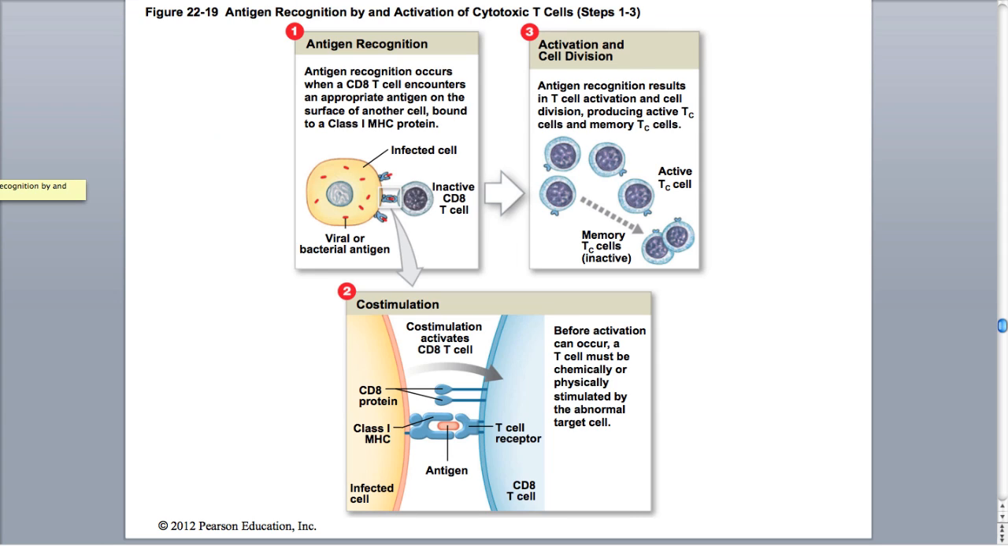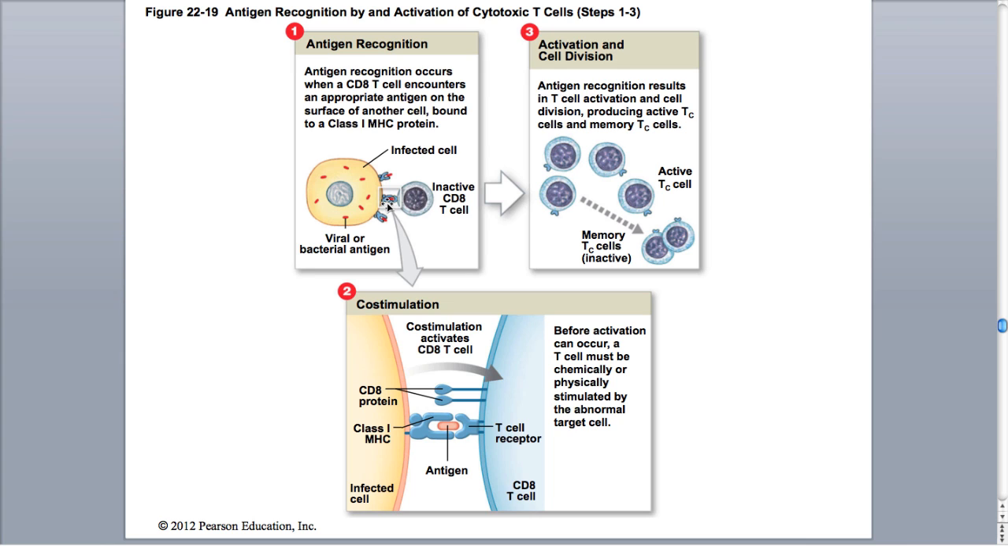So this is a very important picture. I am now on page 790. So it's page 790, and this is a very important picture for page 790. Let's study this picture together. Here I have a virus or a bacteria, whatever it is. And notice I have an inactive form of CD8, inactive.